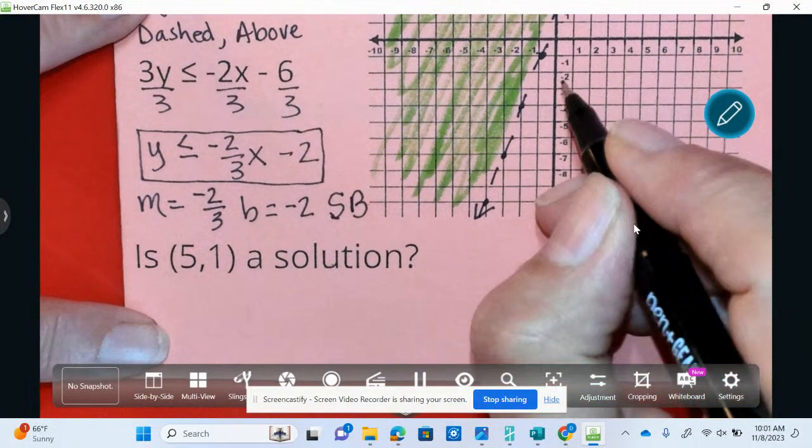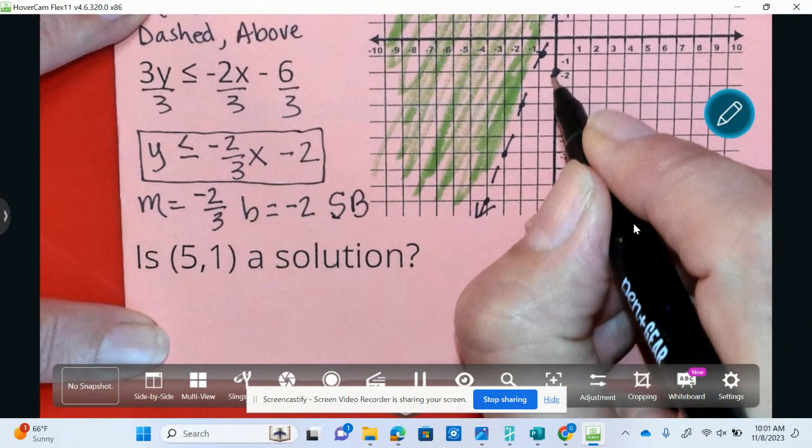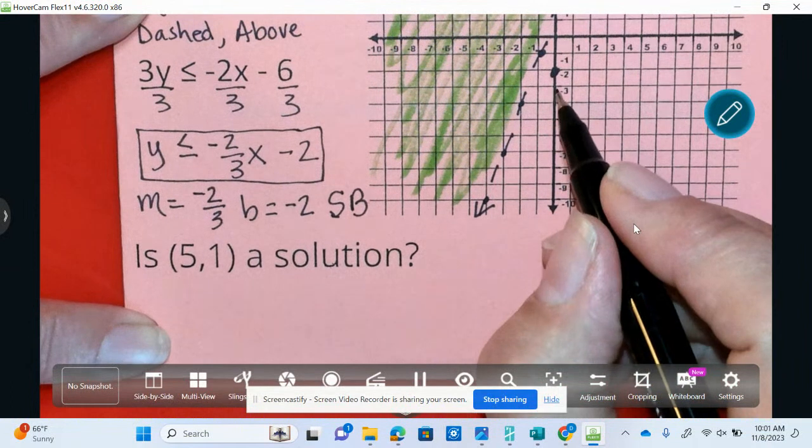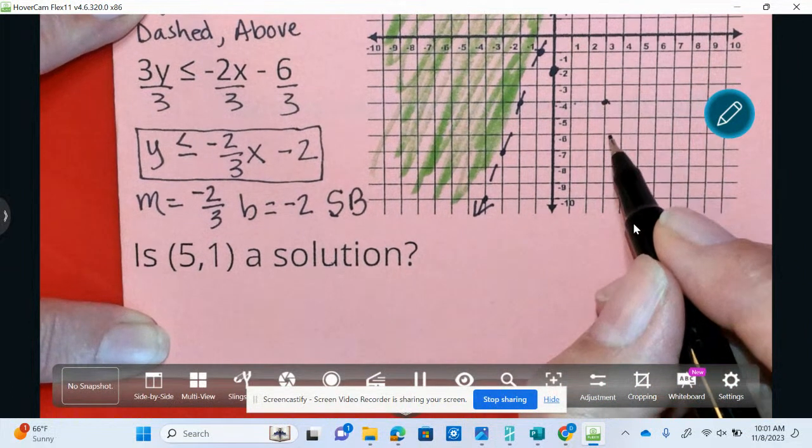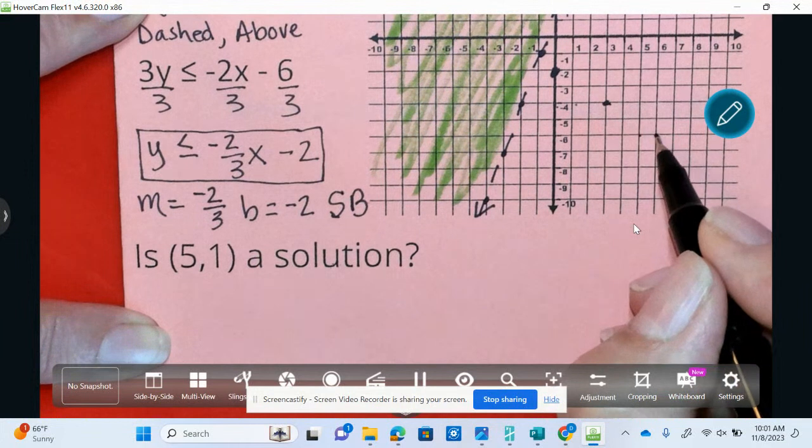So I'm going to begin at negative 2 on the y-axis. And then my slope is negative 2/3. That means I go down 2 and to the left 3. Down 2 and to the left 3.